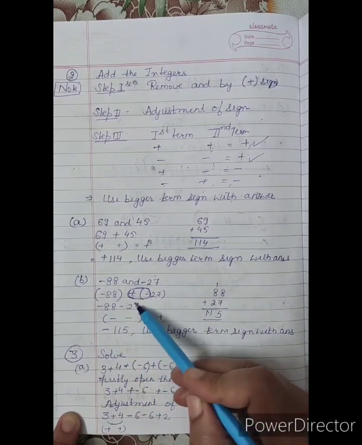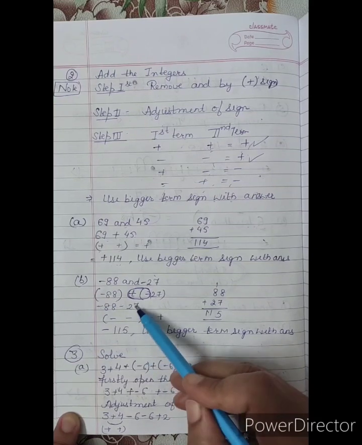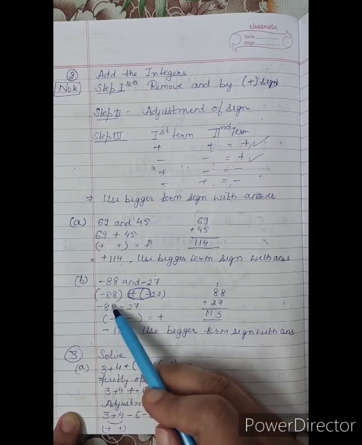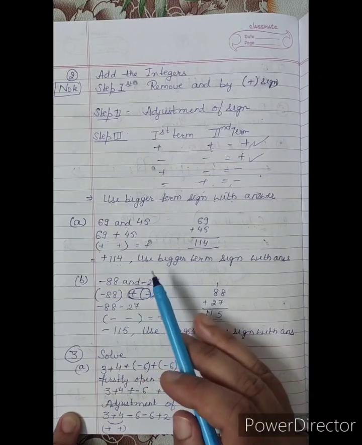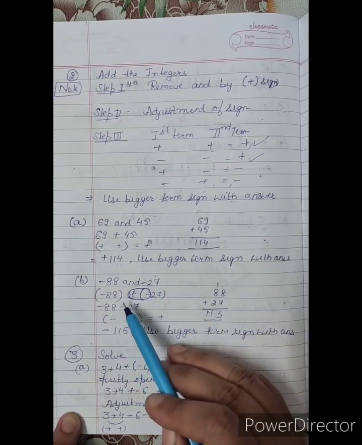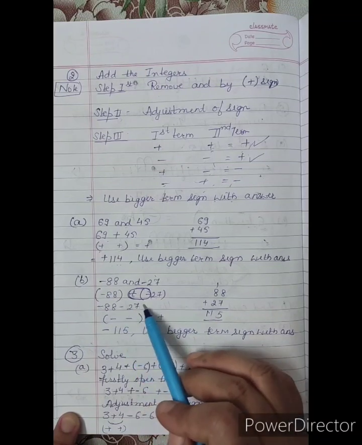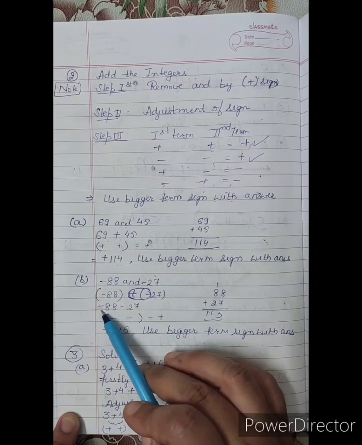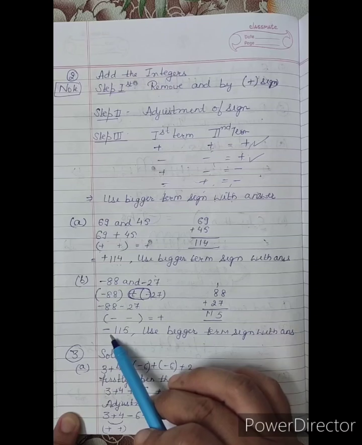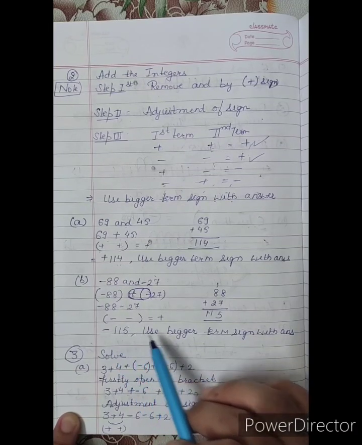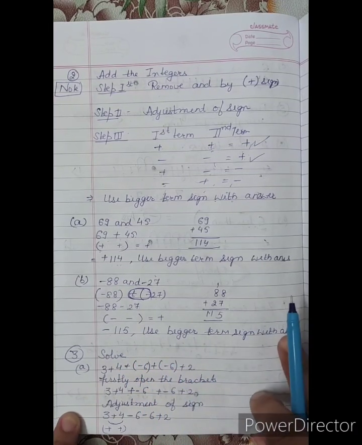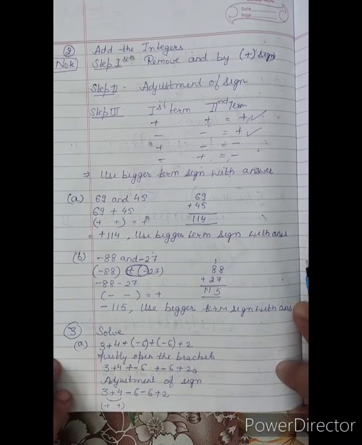So check the step right before this. Check the step right before the answer. So you will not go for this because its work is over. Now you have to check the step just before the answer. So look between these two terms, which one is bigger? 88. Which sign in front? Minus. So the answer is minus 115. So this is over. I hope you have understood.